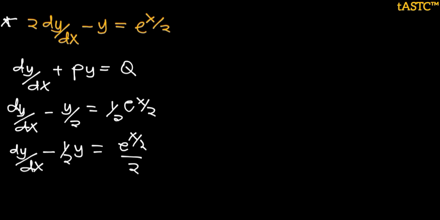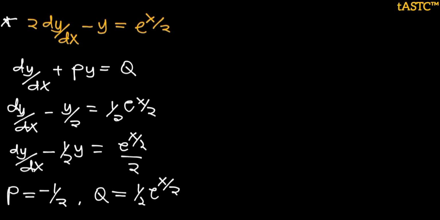So what is going to be p in this case, and what should be q? Well, in this case, we do not really have any x's there. So we're just going to see that p is equal to a negative half. And q will be half e to the power of half x. Basically, that is what this part looks like.